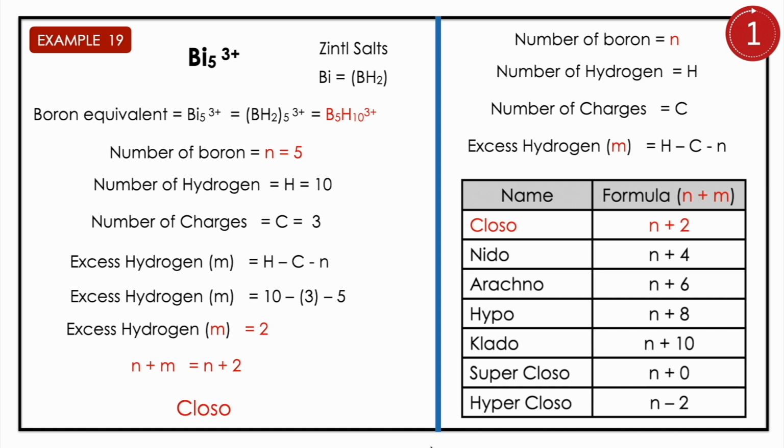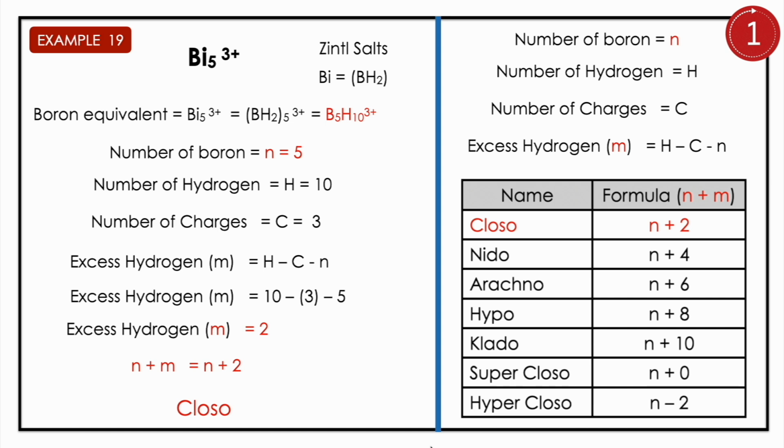So if you substitute in the formula for Bi, BH2 5 times 3 plus, which equals B5H10 3 plus. The compound becomes simple borane. So we will find excess of hydrogen. So the first step will be finding the number of borane, which is N equals 5. Then finding the hydrogen, which is 10. So H is 10. Charge is plus 3.